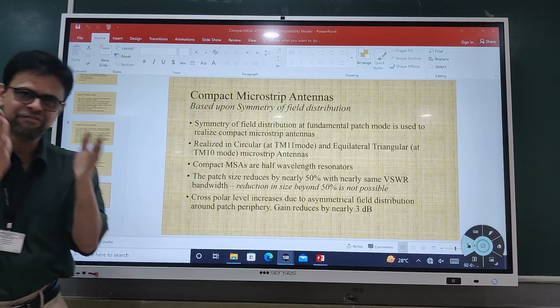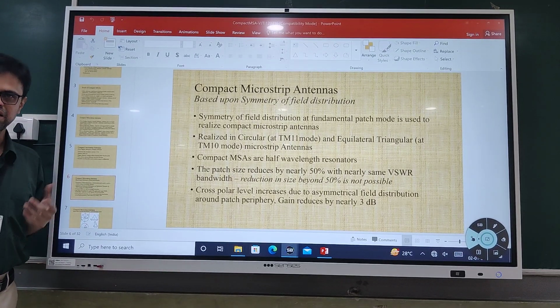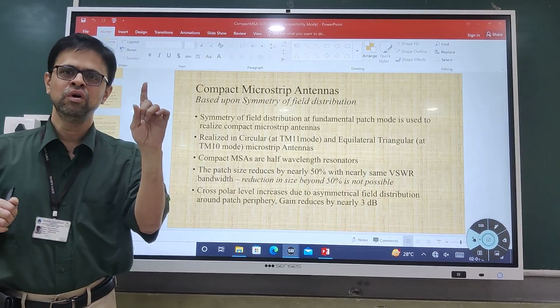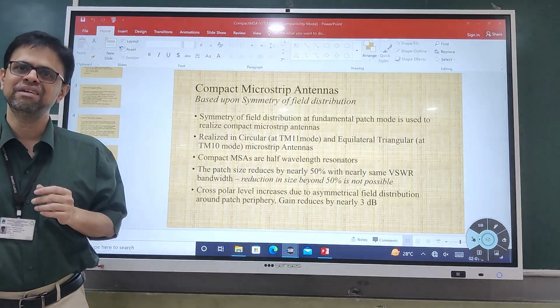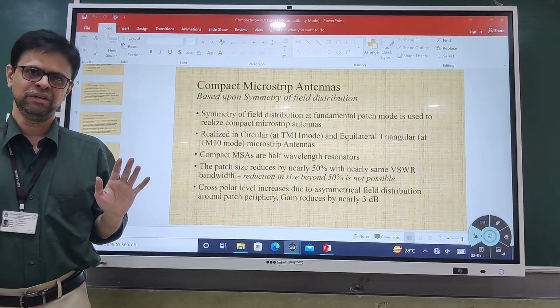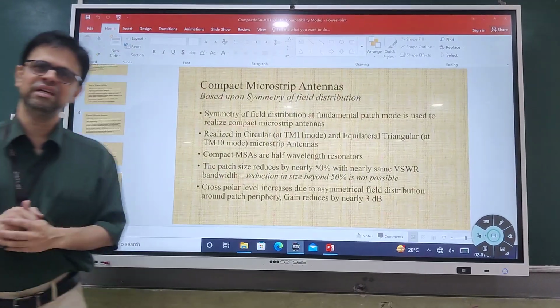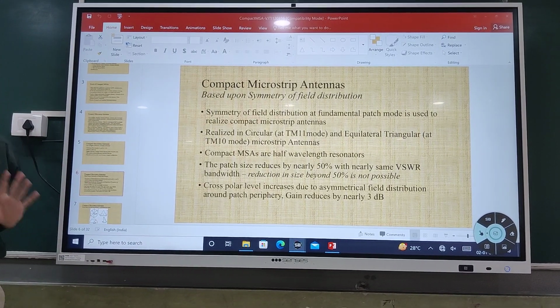Why? Because the effective aperture area of the antenna is reduced by half. As everyone knows, what is the gain equation? Gain is 4 pi A by lambda square, where A is the effective aperture area. Frequency is nearly the same, so lambda is constant. Here the effective aperture area has reduced by 50%, so naturally gain will reduce by 3 dB.